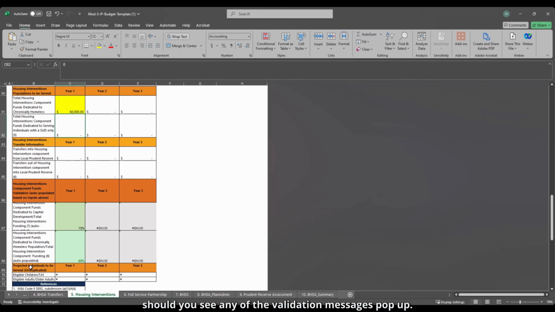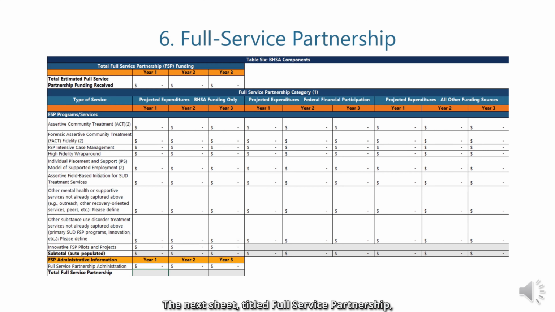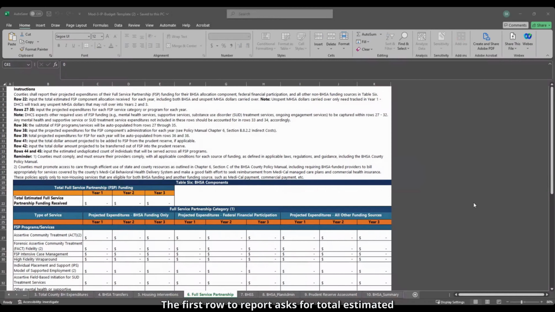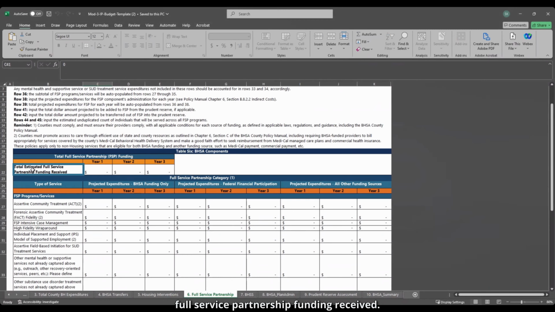The next sheet, titled Full Service Partnership, captures the total estimated FSP component funding, which should reflect the BHSA share allocated to FSP. Per Welfare and Institutions Code Section 5892, 35% of BHSA funds distributed to counties shall be used for full-service partnerships. The first row to report asks for total estimated full-service partnership funding received. Counties input the estimated total FSP component allocation received for each year.